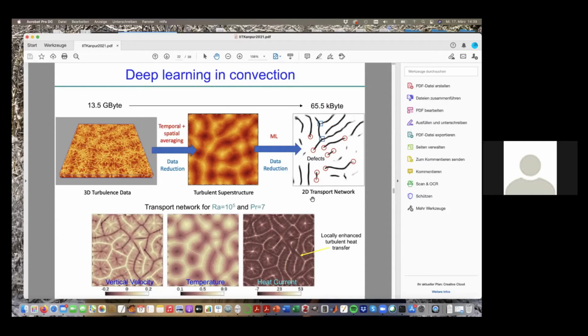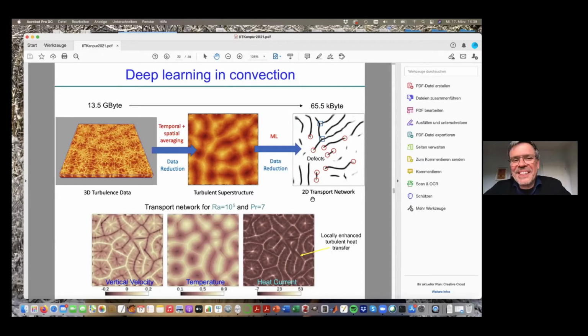Okay, Rodion has a question. Rodion, please go on. I would like to ask about the mechanism of supergranular formation. Is it related somehow to inverse cascade, energy cascade?